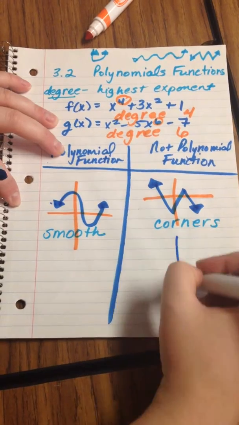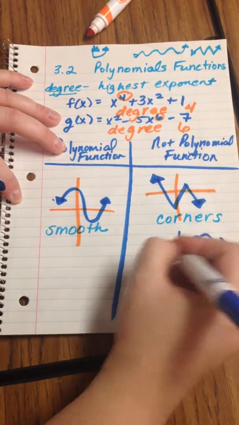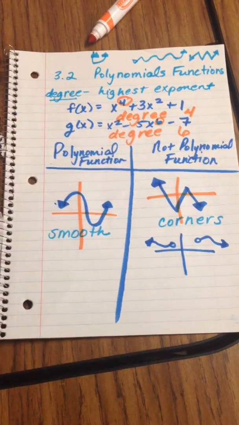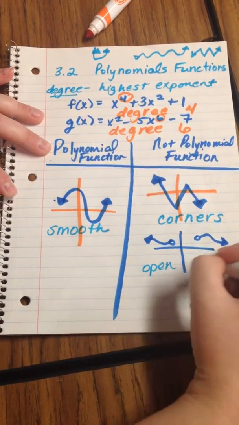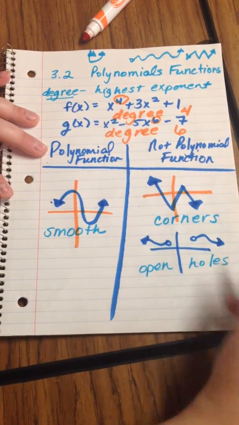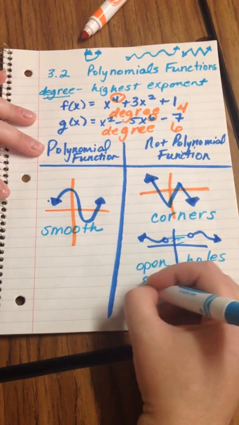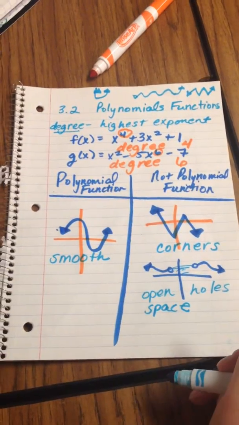Here's another picture that is not a function. This is not a function, one, because of the open holes, and two, because of this space in between. So if you see a picture with open holes or spaces in between, it's not a function.